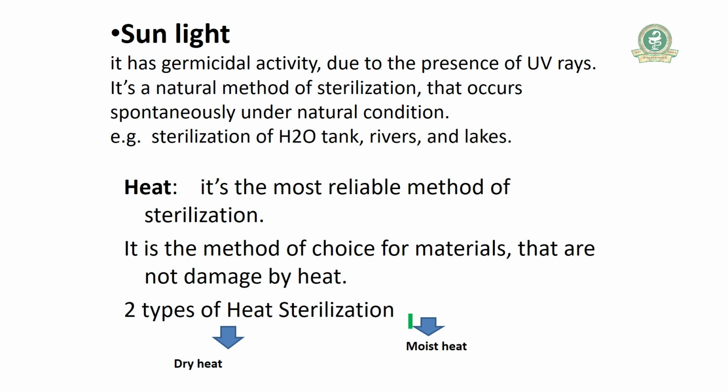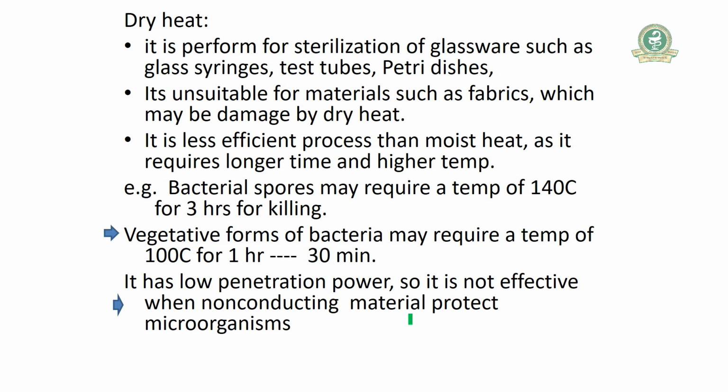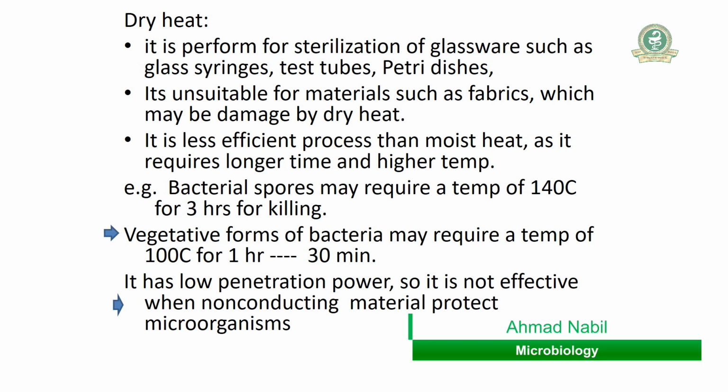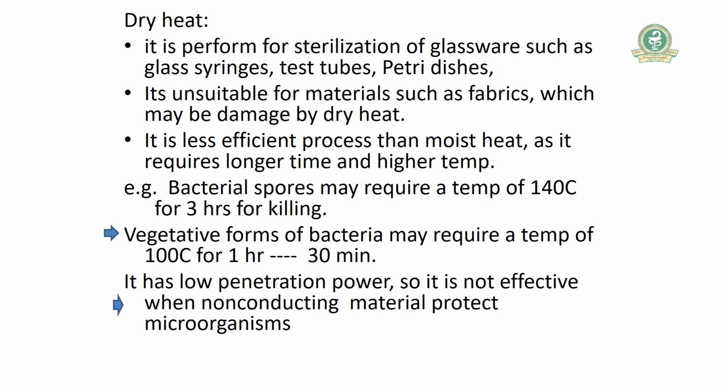Heat is the method of choice for material that are not damaged by heat, and two types of heat are used in heat sterilization: dry heat and moist heat. Dry heat is performed for the sterilization of glassware, test tubes, petri dishes, etc. It is unsuitable for material which may be damaged by dry heat.